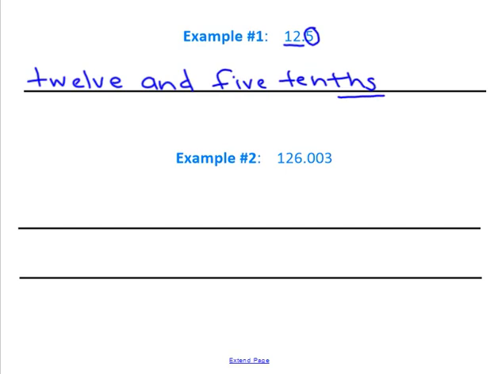Okay, all right, now let's look at example number 2. So again, we're going to say the whole number part here, 126.